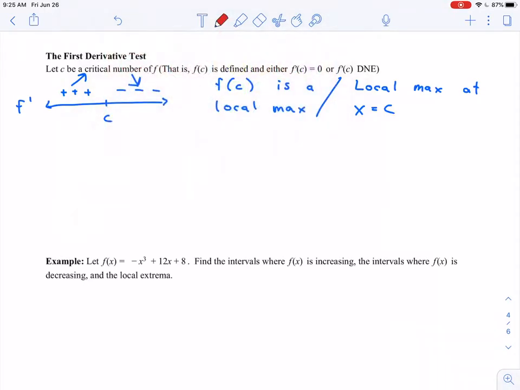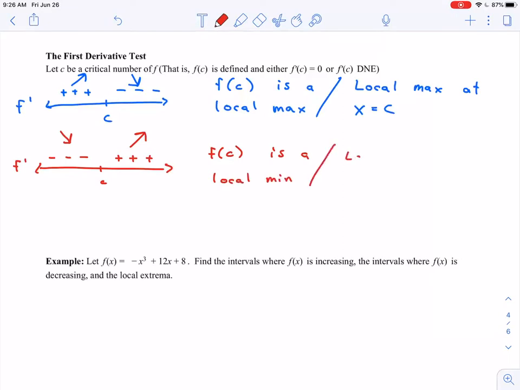So let's suppose we have the opposite case. On the left-hand side of c, my derivative is negative, and on the right-hand side of c, my derivative is positive. That means my function is decreasing on the left-hand side and increasing on the right-hand side. Again, draw that out. I would have a function that maybe looks something like this. And right at this point, that looks an awful lot like a local minimum. So in this case, we would say that f of c is a local minimum.